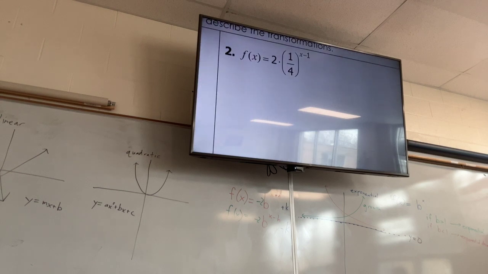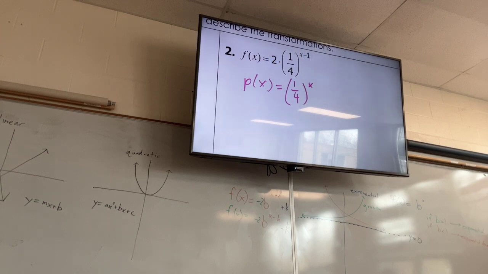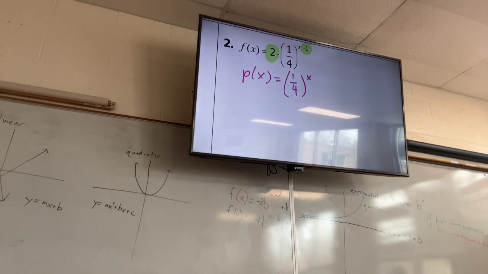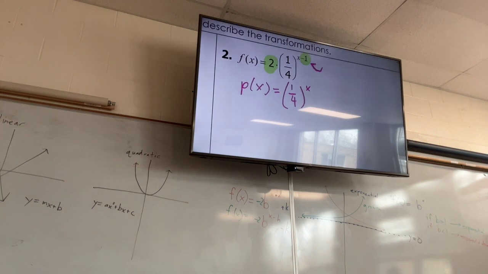Next one, what's my parent function going to be? One over 4 and then raised to the x. Now we have a little bit more. What are the two extra things here? We have that 2 in front and that minus 1. What's that minus 1 going to do? Notice that minus 1 is in the exponent. Do you guys know what I mean by that? Like it's part of the exponent? What's that minus 1 going to do to my graph? Shift right 1.